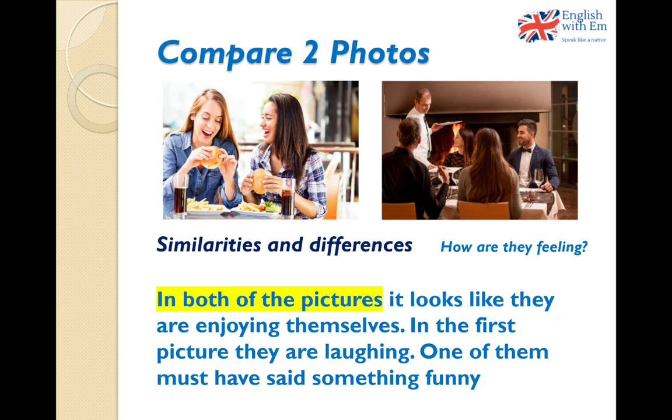So we've got, again, in both of the pictures to show that we're talking about a similarity. It looks like, there's that phrasal verb again, or it appears that they're enjoying themselves. And one of them must have said something funny. So must have is a past tense modal of deduction, and it's used to say what we think has just happened. So these modals of deduction are really important when you're comparing photographs if you want to talk about how the people might be feeling or what might be happening or might have just happened.